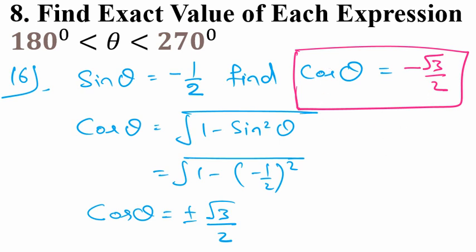So that's how we solve if you have a trigonometric function and the theta value is between 180 degrees and 270 degrees. That's it for this video. In the next video, I will talk about 270 to 360 degrees. So stay with me in the next video also. That's it for this one.